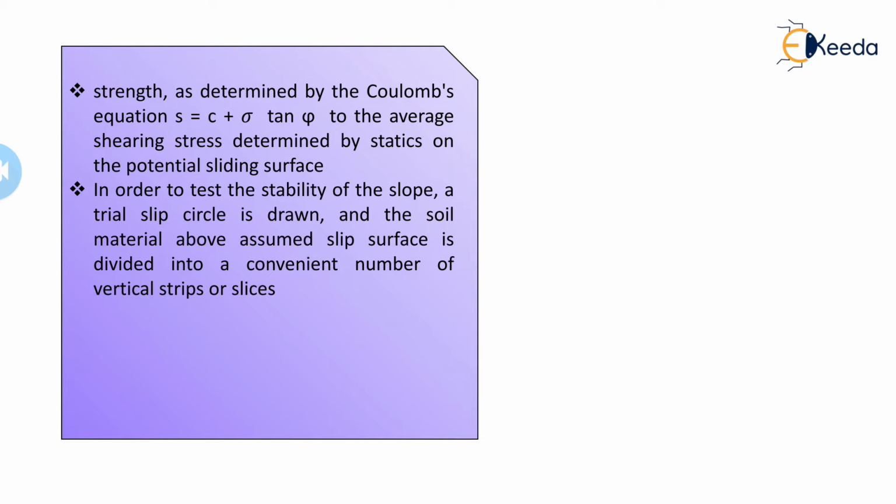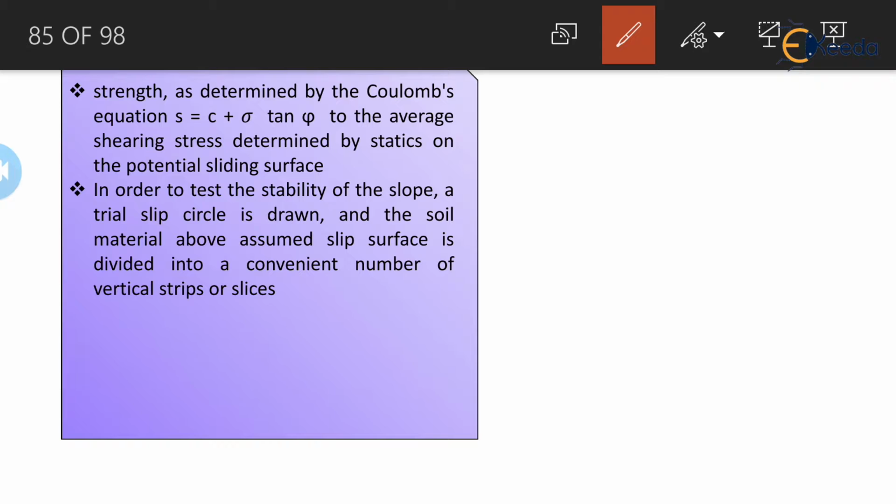In order to test the stability of the slope, a trial slip circle is drawn, and the soil material above the assumed slip surface is divided into a convenient number of vertical strips or slices. Here I will show you how we can decide and assume the slip surface to be cylindrical.